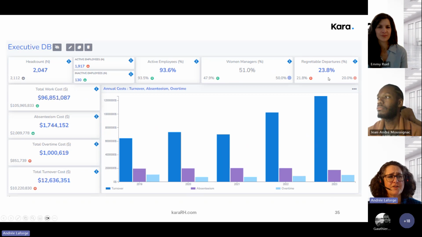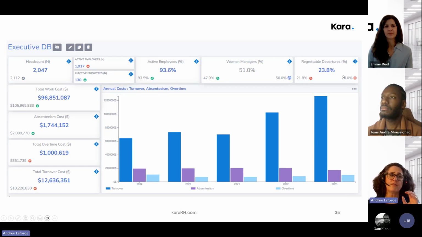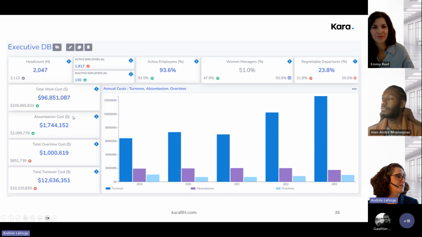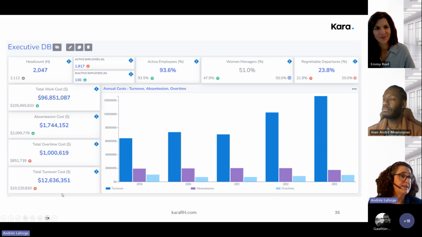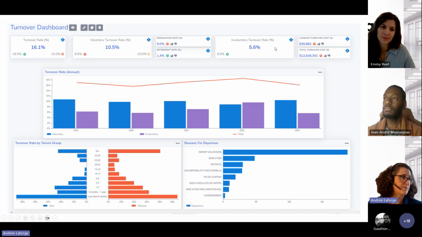We have also the regrettable departure, so it's not the turnover here, it's a subset of the turnover. So here we just look at those departures that are regrettable for the organization. We have the total work cost, the total absenteeism cost, overtime cost, and turnover cost. So this could be a good dashboard for executives.